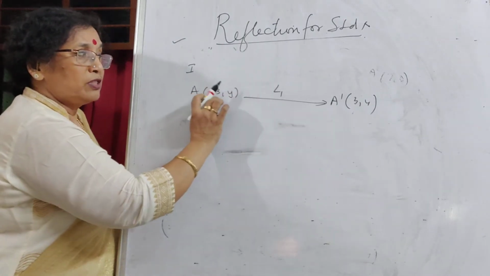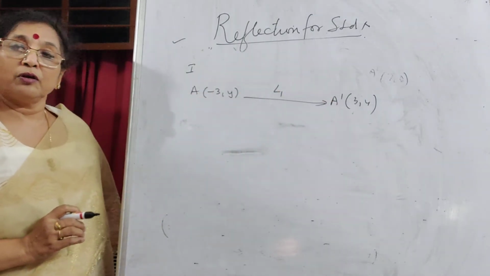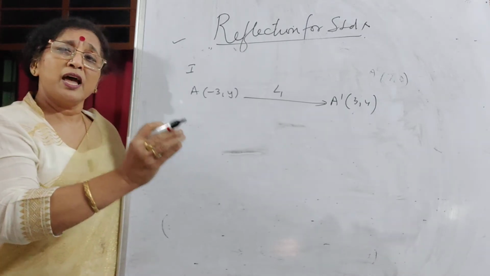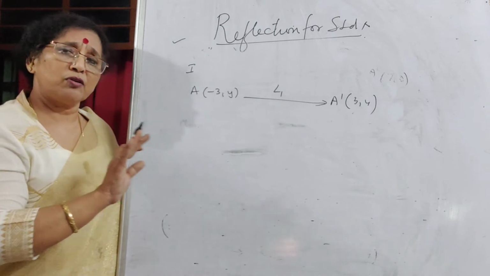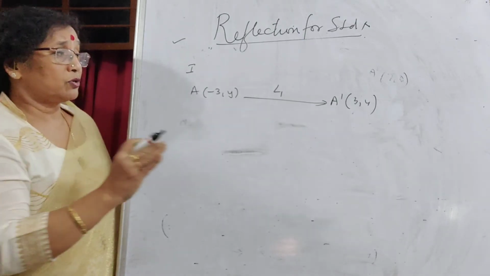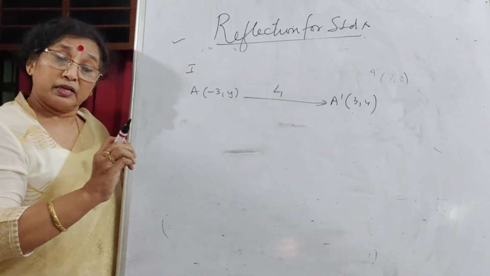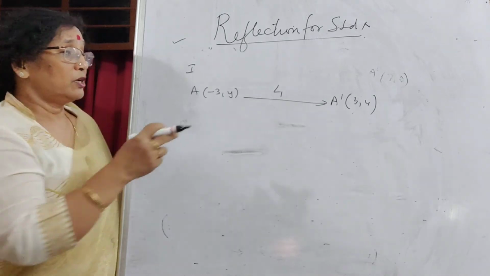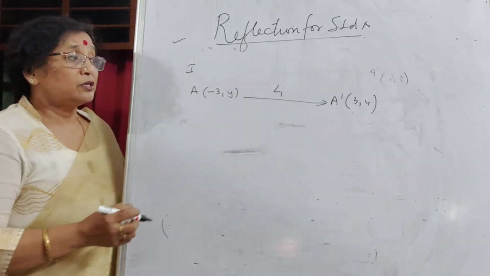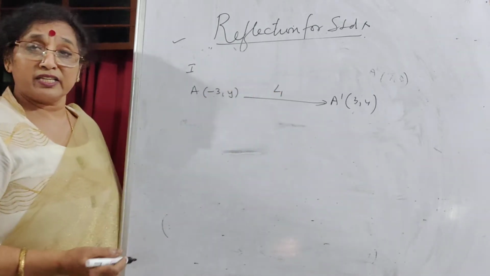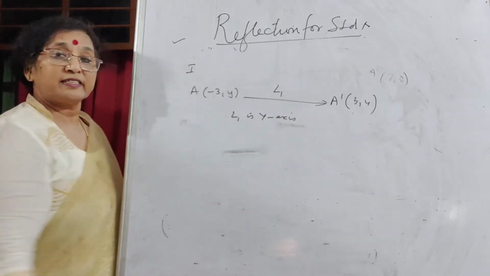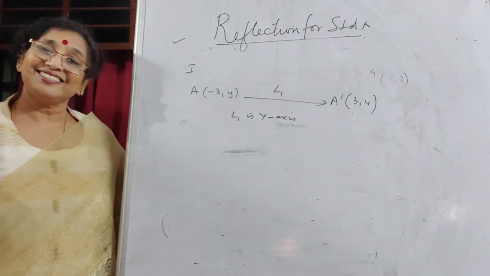Only the magnitudes are the same. You do many kinds of reflection, children. You all start with the x-axis, y-axis, origin, and lines parallel to the x-axis and y-axis. But reflection can be in inclined lines also. The concept is the same. So minus 3, 4 and A dash 3, 4. What is changing in sign? X is changing in sign. So L1 is the y-axis, because x is changing in sign, y remains the same.